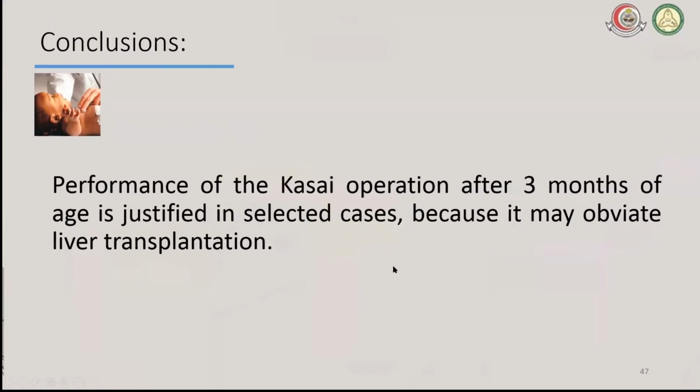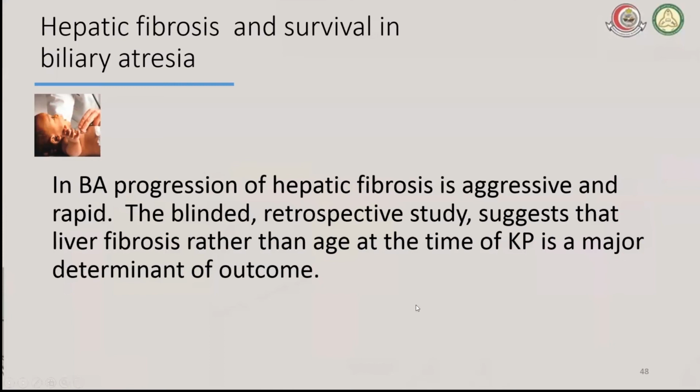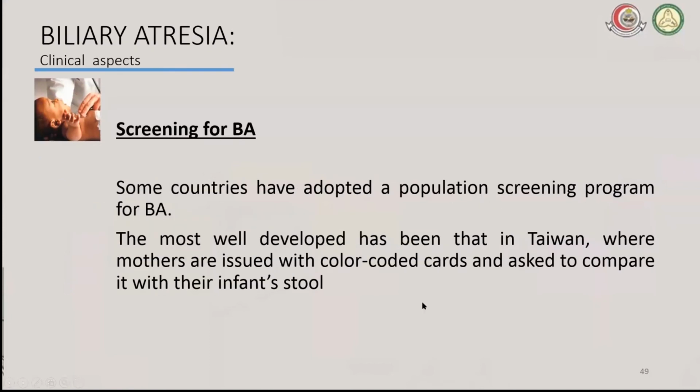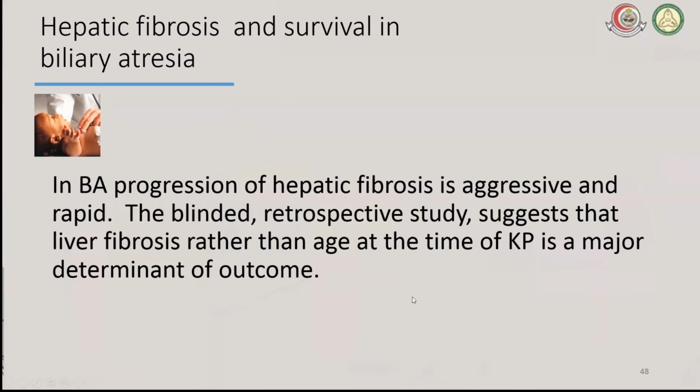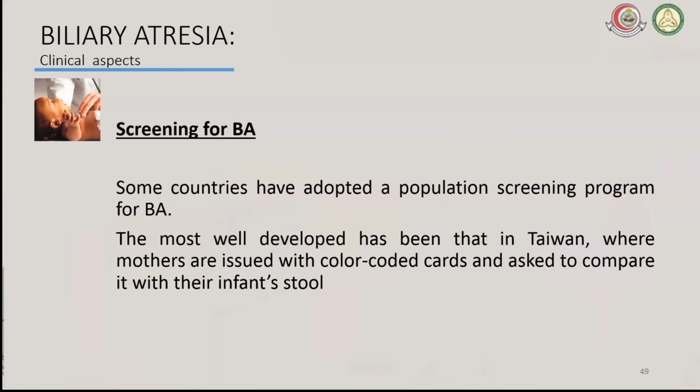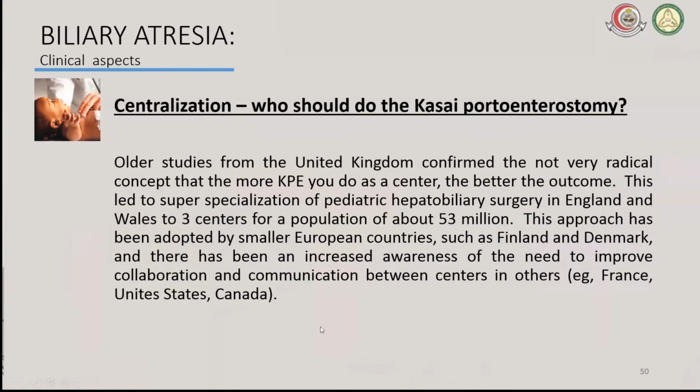Now, in other areas, in order to catch these patients, in centers in Asia or in Taiwan, they did a screening for the neonates to catch the patient early for biliary atresia or at least to evaluate them. The other thing also adopted is to centralize doing the procedure, because the outcome will be better if you have the bulk of procedures done in one center or two centers.